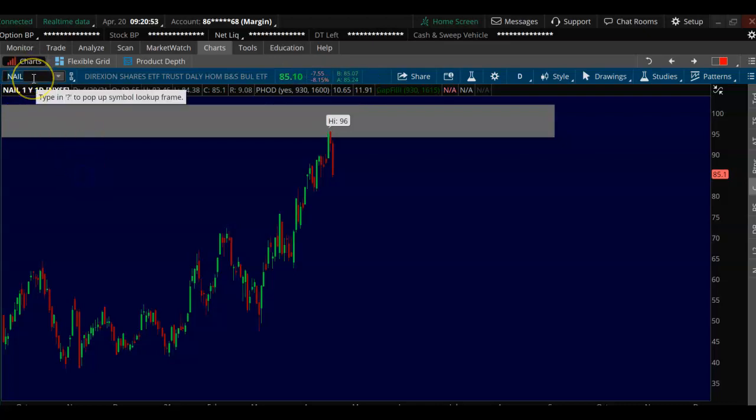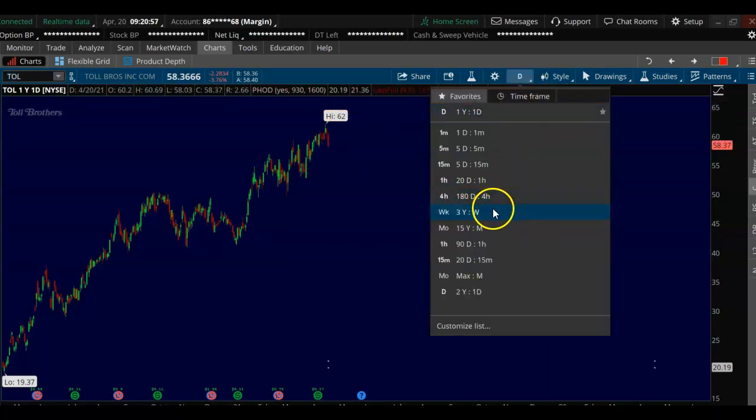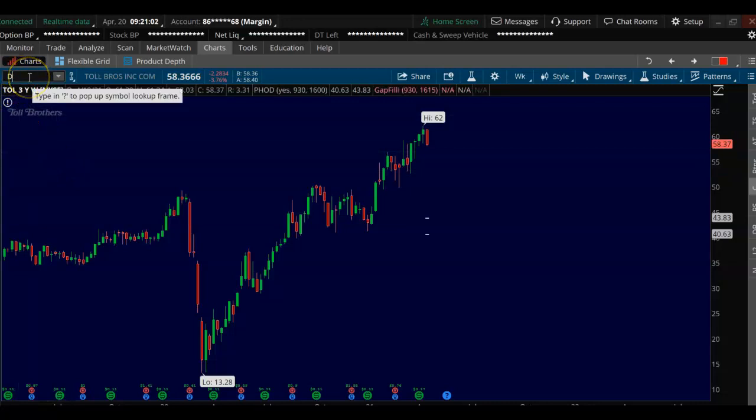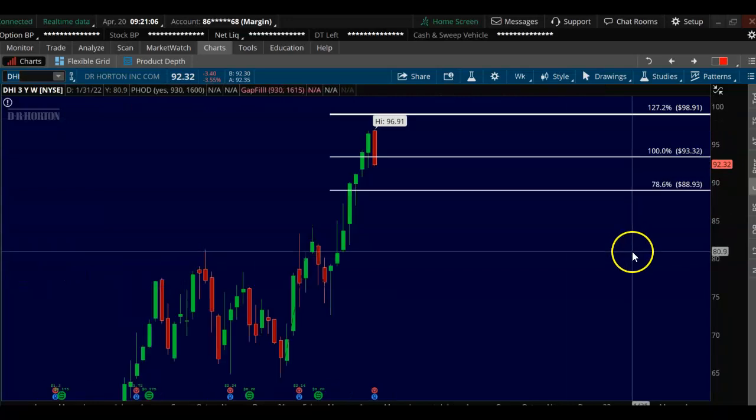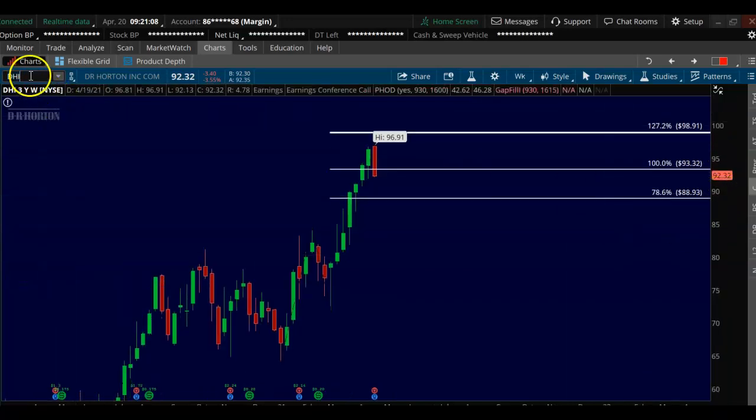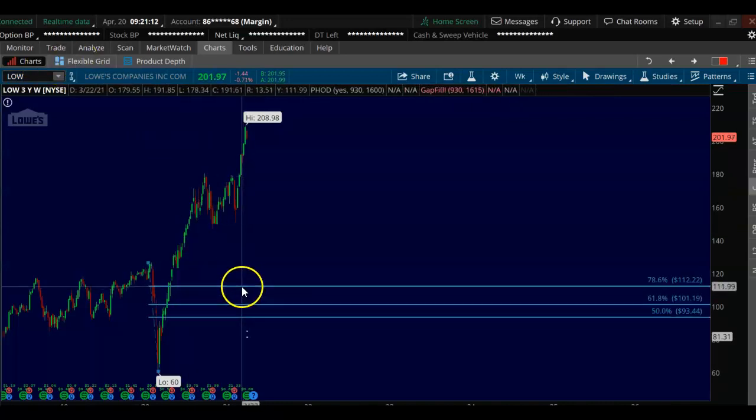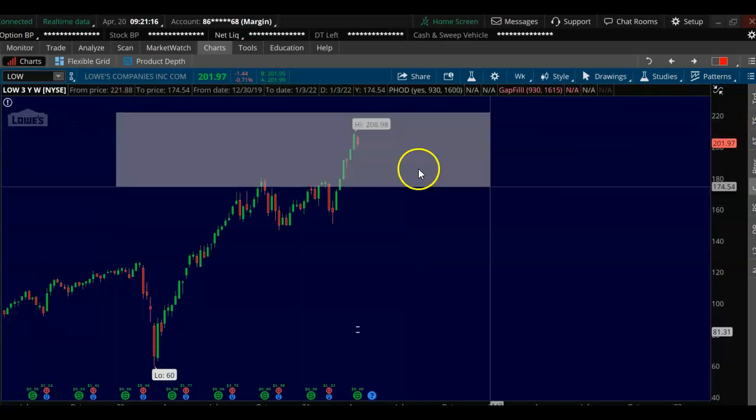If we take a look at Toll Brothers, again, this is down about 4% on the day. If we look at it from a weekly perspective, obviously it's been vertical. If we look at DHI, same kind of situation here. Also vertical, down about 4% on the day. We can also look at Lowe's, for example, because that's included in the 3x ETF, and take a look at this.